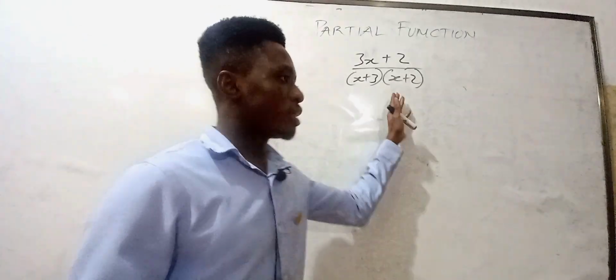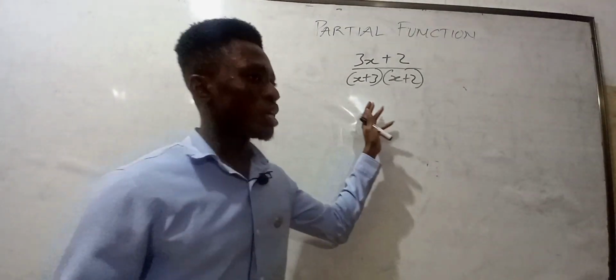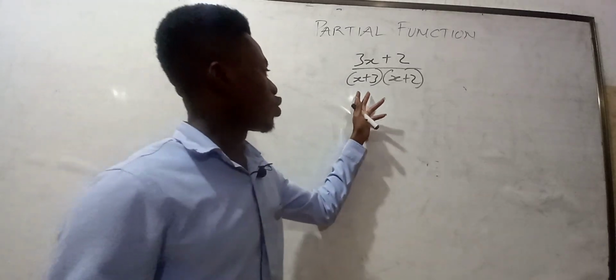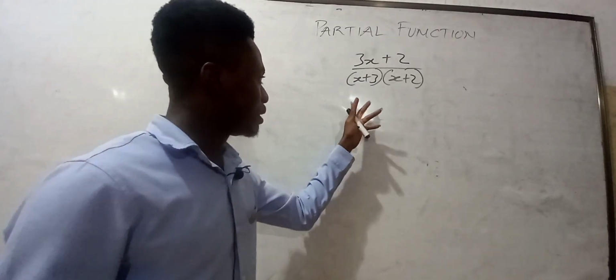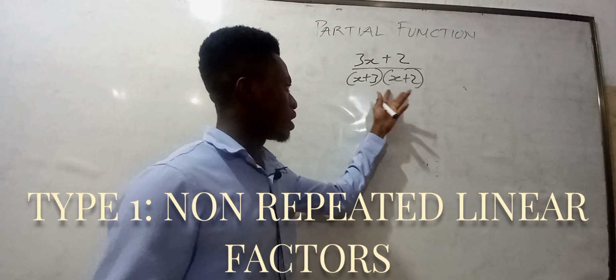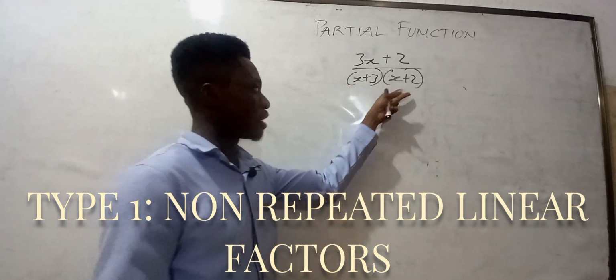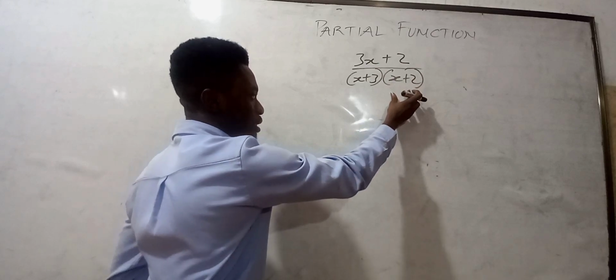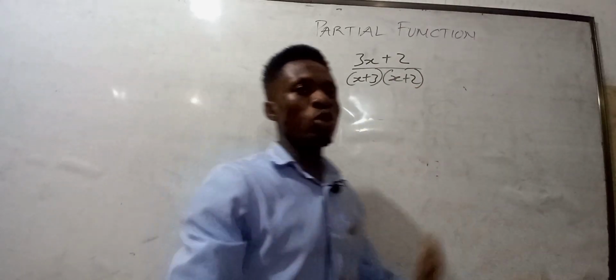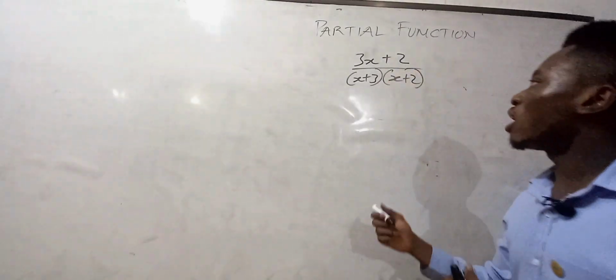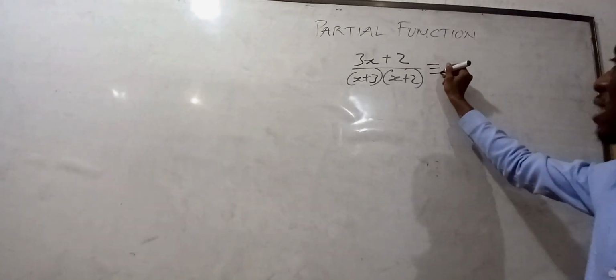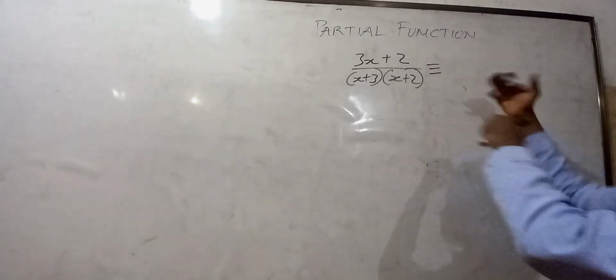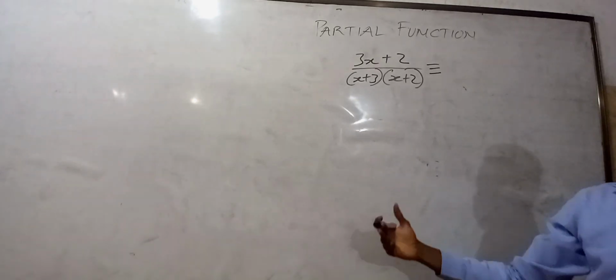Okay, so these are the types we have. So this is a typical example of the first type, when it has a non-repeated linear function at its denominator. So this is a non-repeated linear function, and this is a non-repeated linear function. How do you go about it? So the general rule is that we say that it is equivalent to something. So what is it equivalent to?